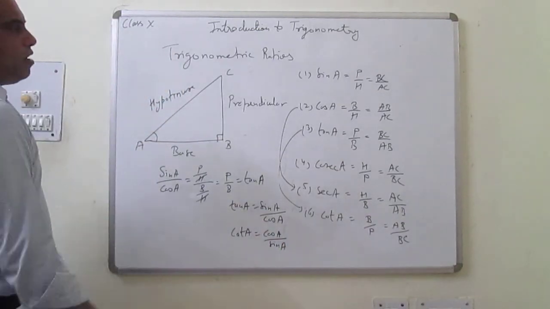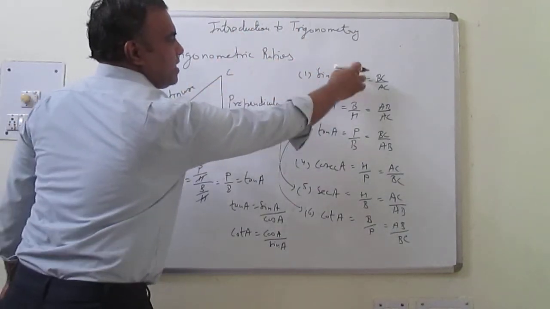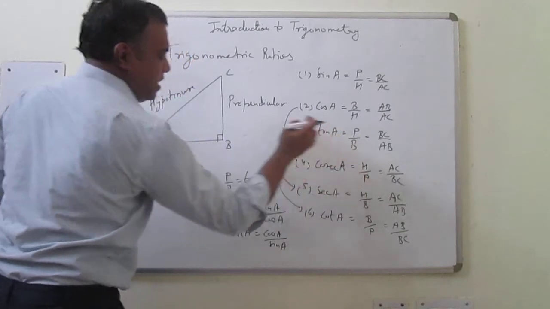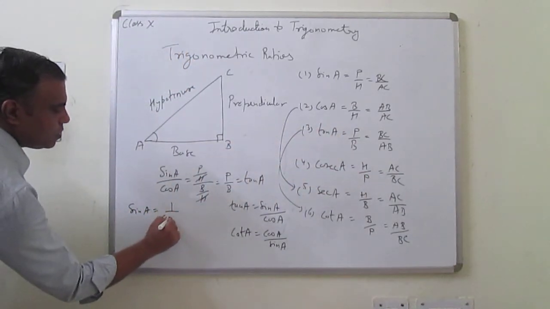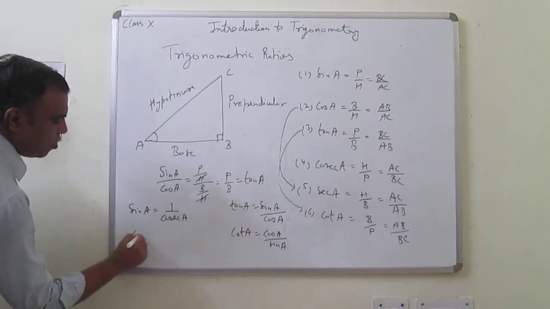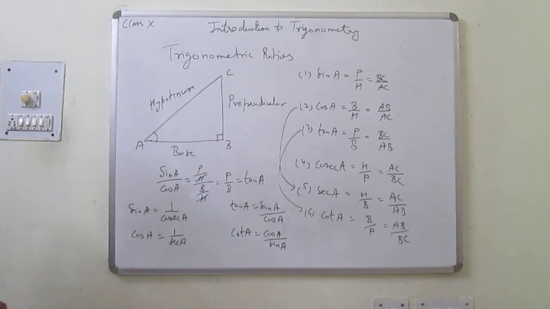Similarly, the reciprocal of sin A is cosec A. If you reciprocate, H upon P is cosec A, so you can write sin A is equal to 1 upon cosec A, or cos A is 1 upon sec A.